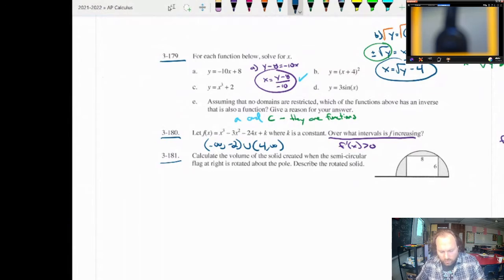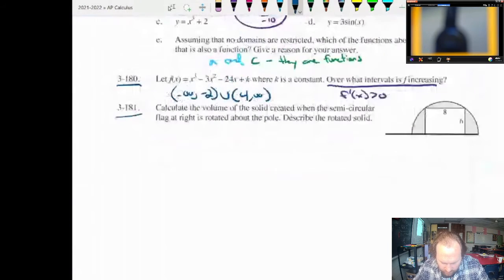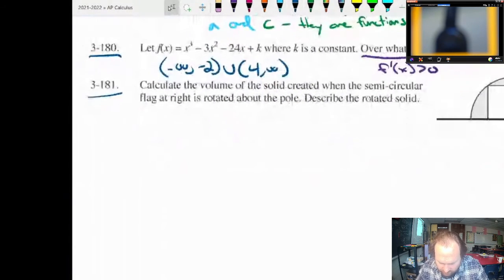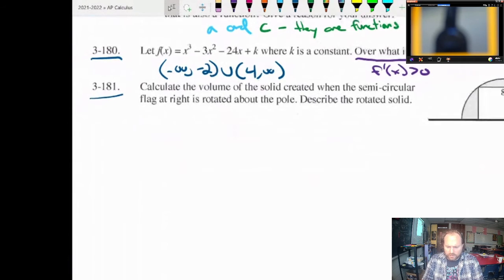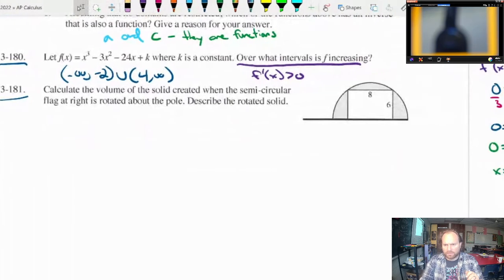And 3.181, we got one of these volume questions. Calculate the volume of a solid created when the semicircular flag at right is rotated about its pole, and describe the rotated solid. So what we're going to do here is take 2 larger volumes and subtract them. And I think that's the best way to do a problem like this.